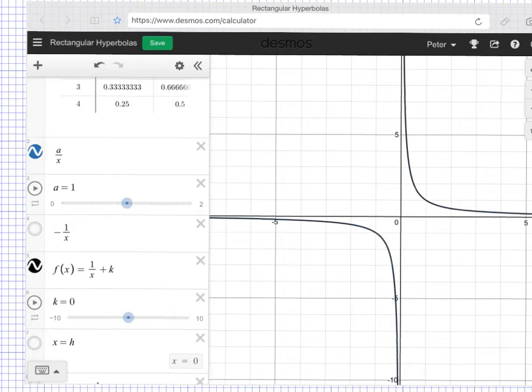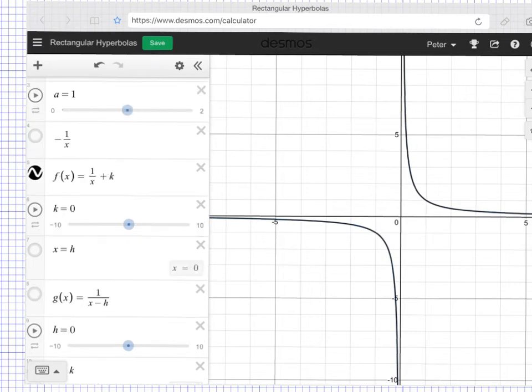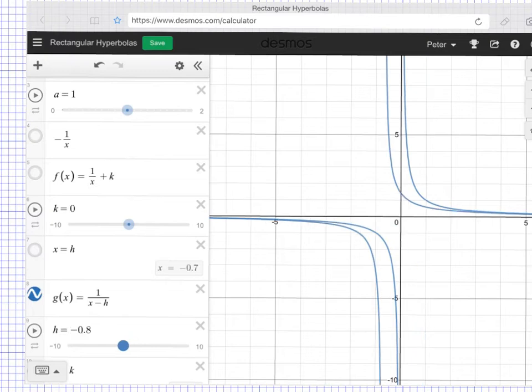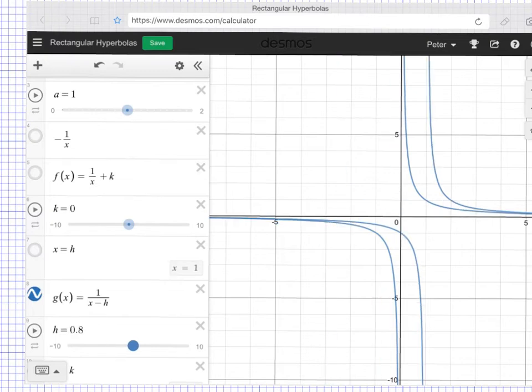All right, now I'll show you what happens when we want to move it across. To do that, we have an h value, and you notice the h value occurs next to the x, just like for parabolas. And when I move this, you can see they're both blue, but one of them has moved left or right, horizontally.